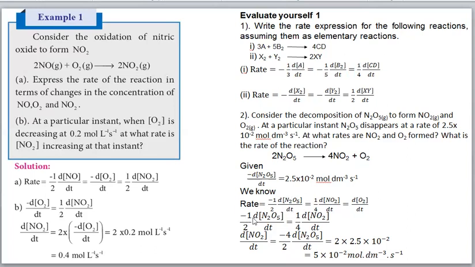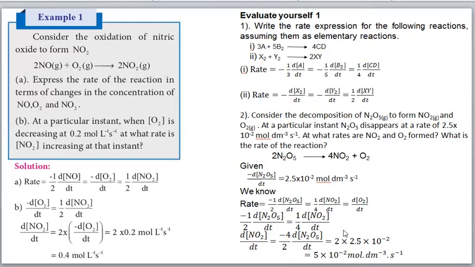Minus 1 by 2 d[N2O5]/dt equals 1 by 4 d[NO2]/dt. We want to find d[NO2]/dt, so the 4 comes here: d[NO2]/dt equals minus 4 by 2 into d[N2O5]/dt. The 2 and 2 cancel, so we get 2 into the rate of disappearance of N2O5 given here, minus, which one?